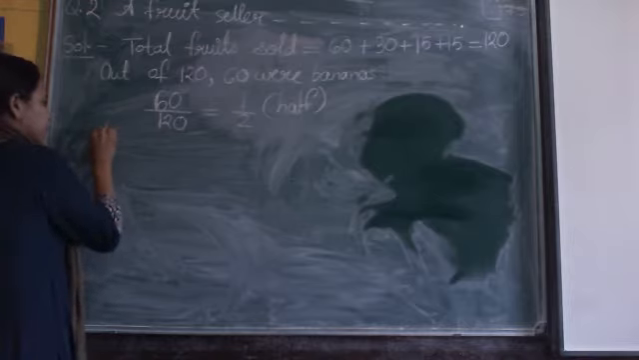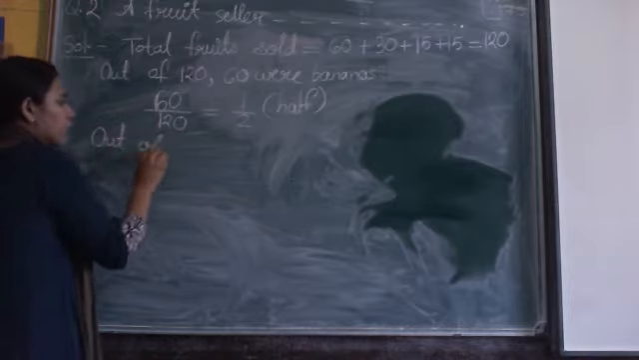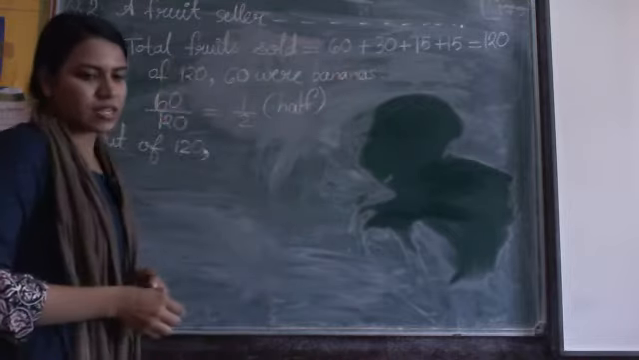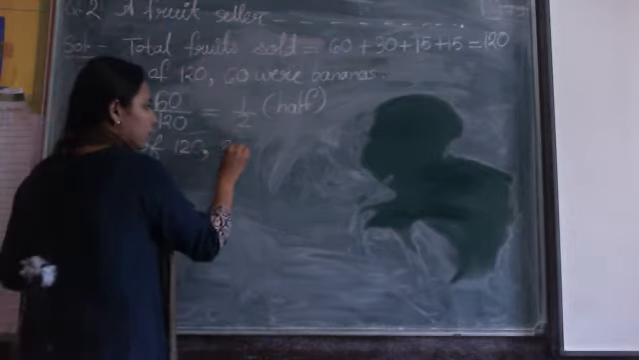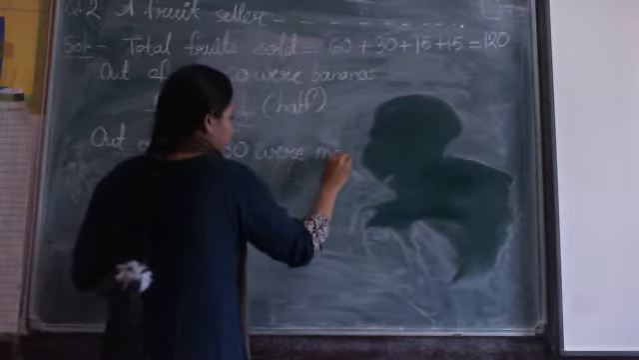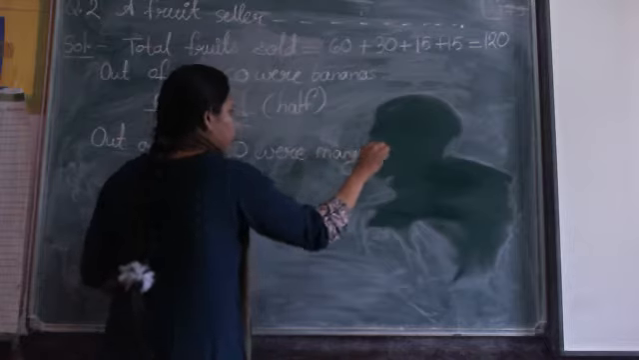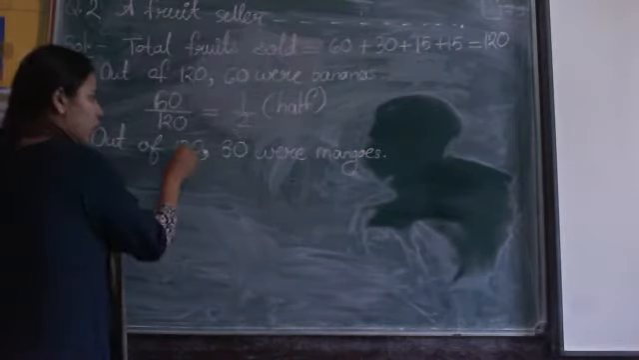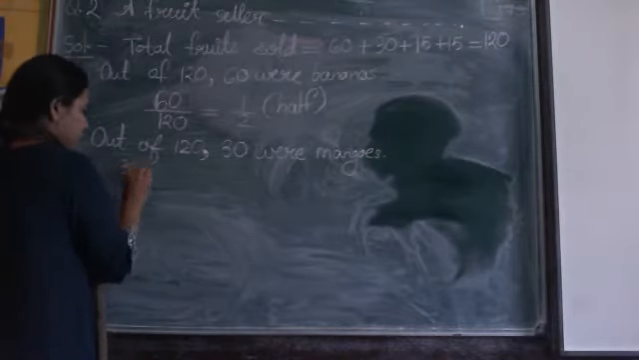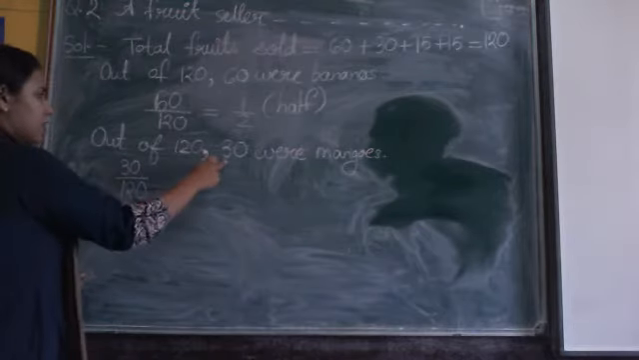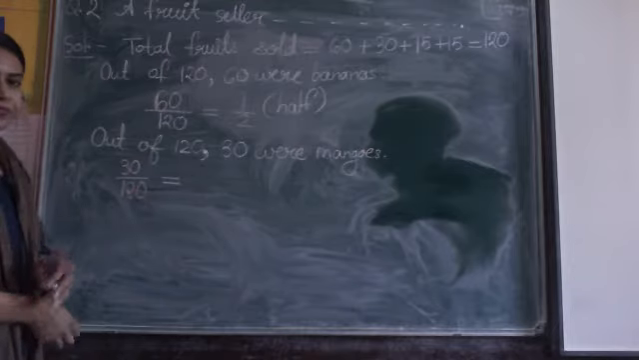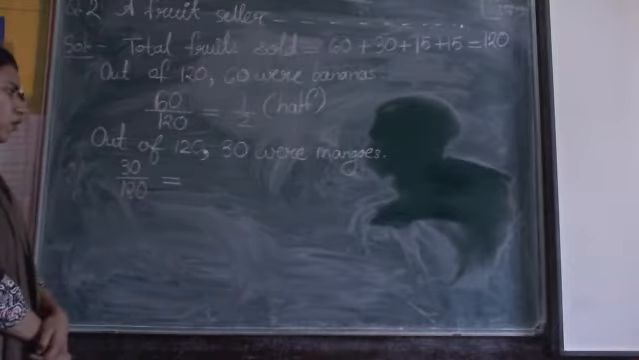Now next, out of 120, the next number is 30. So out of 120 fruits, 30 were mangoes. Now 120 is the total, so we always write the total in the denominator part. So I wrote 120 in the denominator part, and the number 30 I will write in the numerator part. Now simplify 30 upon 120. Write it in its lowest form.